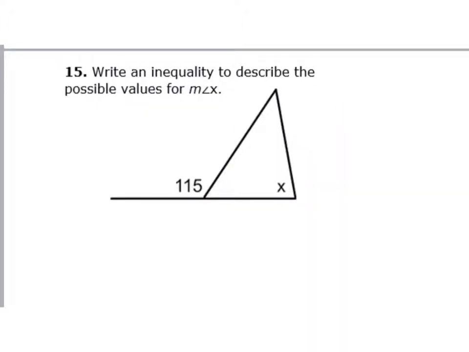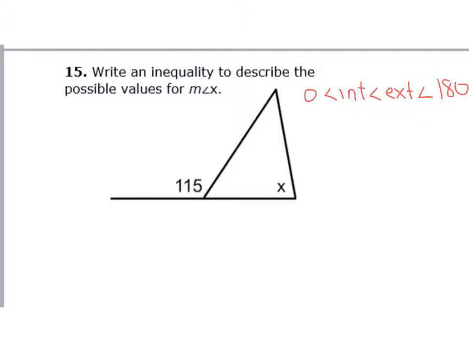15, write an inequality to describe the possible values for the measure of angle x. So this one we don't know exactly what it's going to be. But I do know that 0 is less than the interior angle that's not adjacent to the exterior angle, which is less than the exterior angle, which is less than 180.